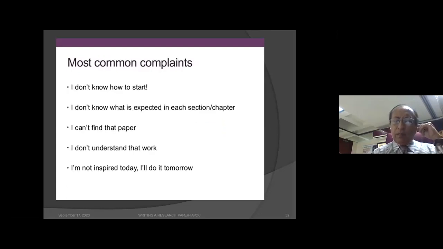Their arguments could be to themselves or to others. I don't know how to start. I've never done this. I don't know what different chapters expect. Well, I would require this and that paper. I'm not getting hold of those. So how can I accomplish my research without reading those? I don't understand that word. I don't understand that word. I'm not inspired today, let us postpone it to tomorrow. These are all delaying tactics when people don't want to work.